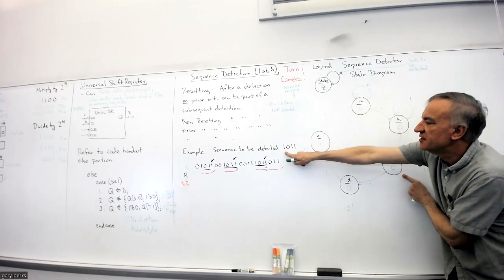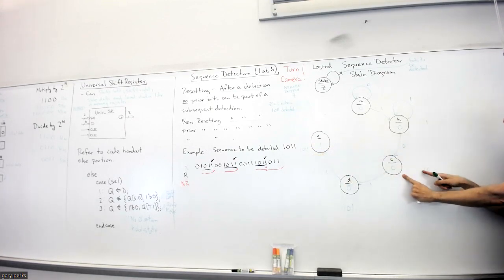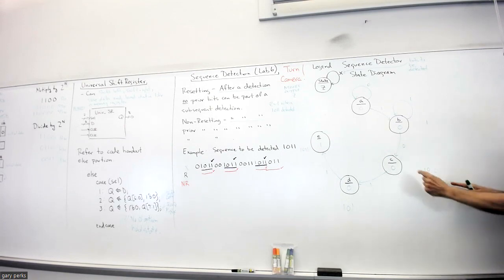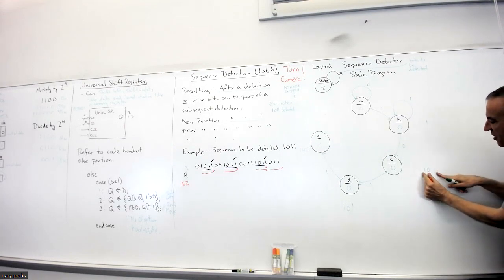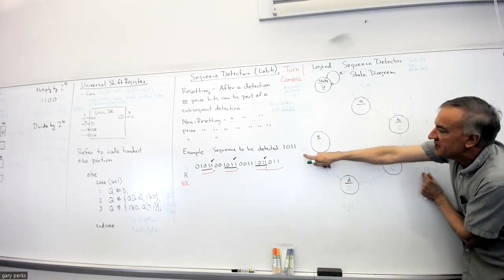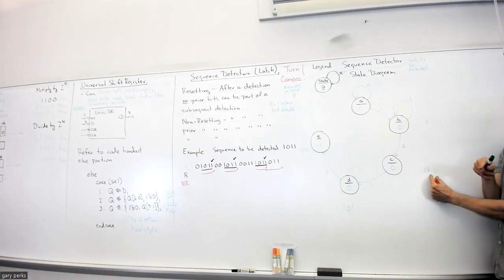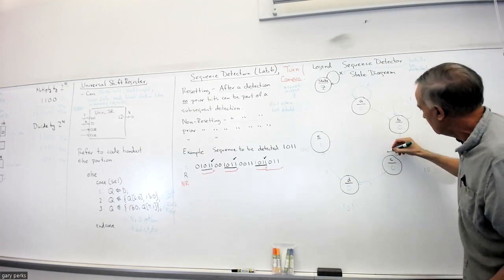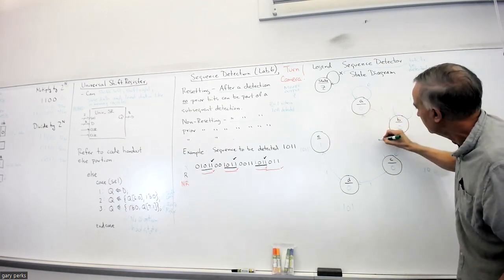We're looking for this. And if it took a 1-0 to get here and then I get a 0, what do you think we're gonna have to do? Yeah, you just start over again, right? Because it took a 1-0 to get here. If now I get another 0, there's no way I'm gonna get this sequence. Right, because this sequence doesn't have 2 zeros in a row. You see that? So if we're in state C and we get a 0, we're going to go back to A.